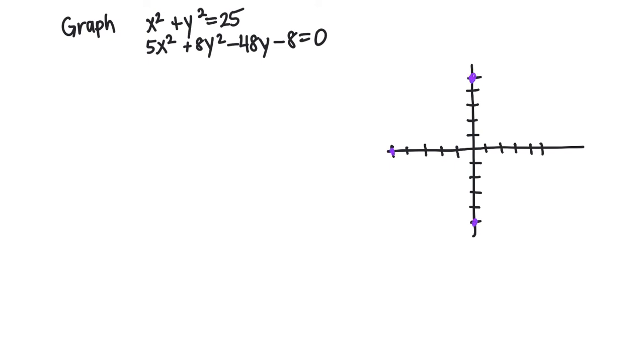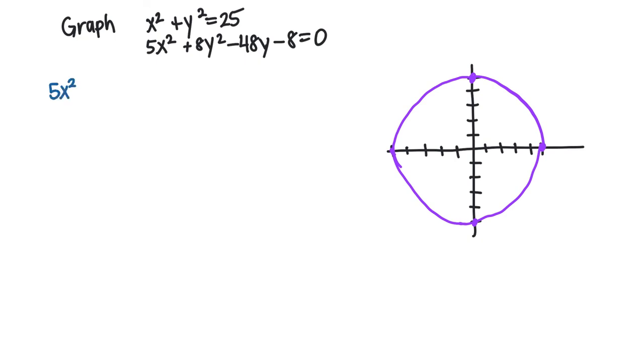And even though it's a sketch, I want it to be kind of decent so that I can tell that my intersection points are reasonable. Okay, now the second graph is an ellipse. I can tell because it's 5x squared plus 8y squared. They have different coefficients on the x squared and y squared terms, although they are both positive. It is not in standard form, so I'm going to have to convert it.